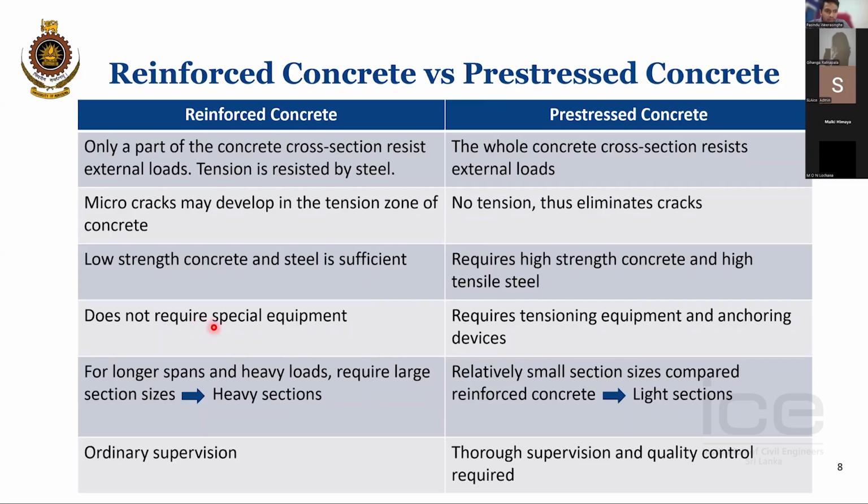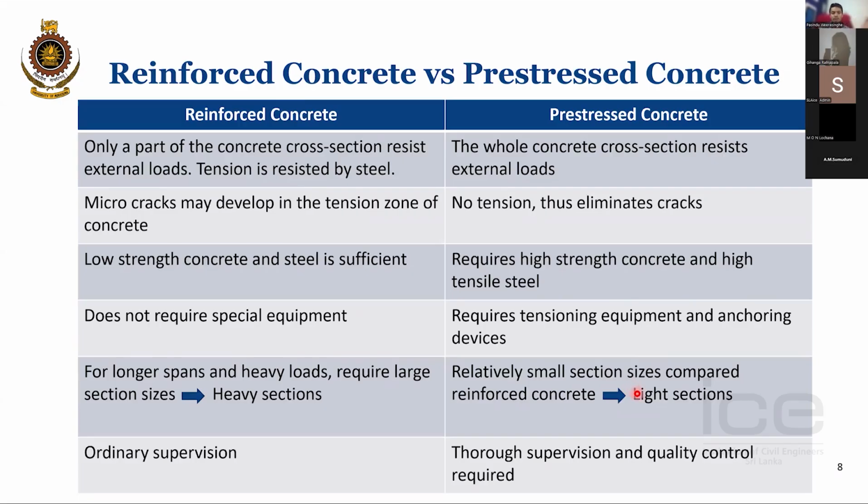So reinforced concrete does not require any special equipment because we don't have to apply any pre-stress or anything. But pre-stress concrete requires tensioning equipment, anchoring devices, locking devices, and special form work as well. So a lot of work should go on before you do the concreting. And for reinforced concrete to control the deflection, we may need very deep sections. Whereas in pre-stressed concrete, the deflection is limited due to the pre-stress, so we can reduce the section size, and reducing the section size will give you light sections.